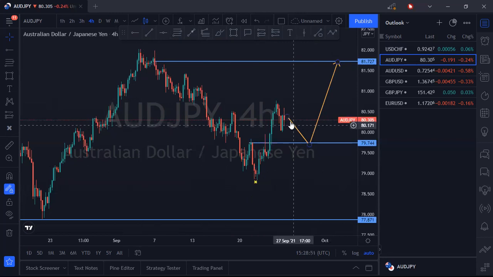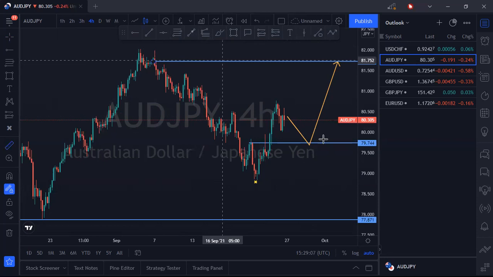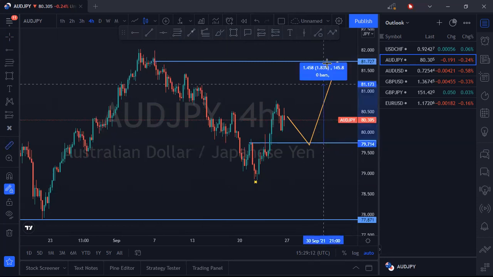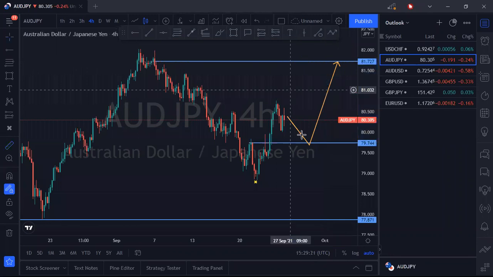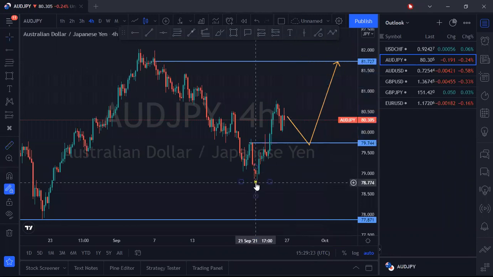I'll really be very particular. I'll be observing to see how price will react once it gets here. Once it gets here, I'll go to lower time frames, see how price reacts, and then take a buy trade on it. By taking a buy trade, this area is going to be my target, which is almost 200 pips. So that is it for AUD/JPY. Going into this week, I'm bullish on AUD/JPY.